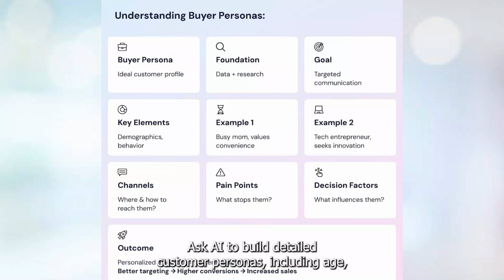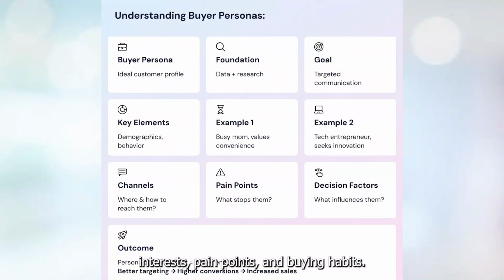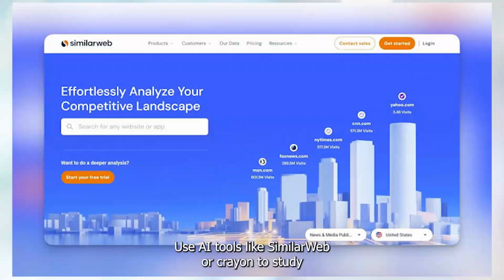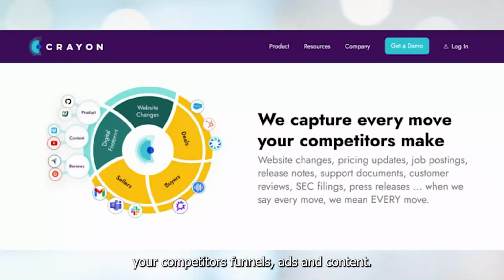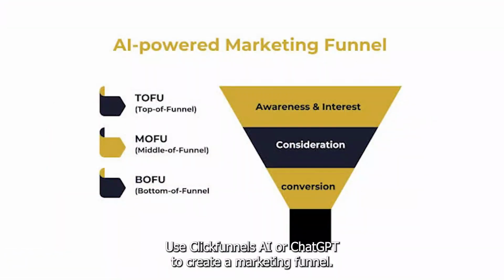Ask AI to build detailed customer personas including age, interests, pain points, and buying habits. Use AI tools like SimilarWeb or Crayon to study your competitors' funnels, ads, and content. Use ClickFunnels AI or ChatGPT to create a marketing funnel.